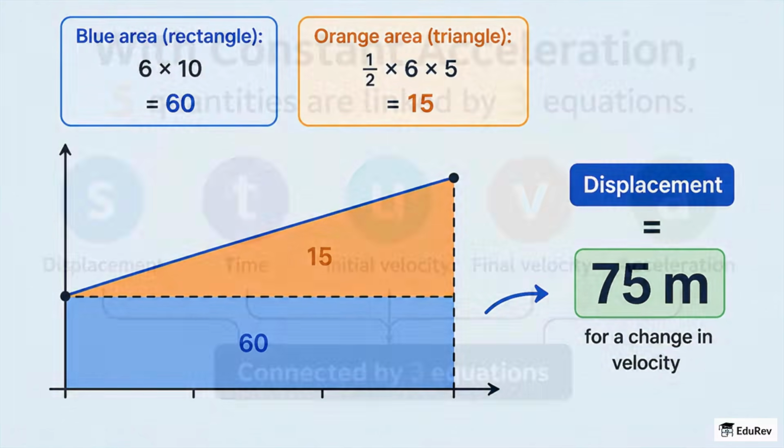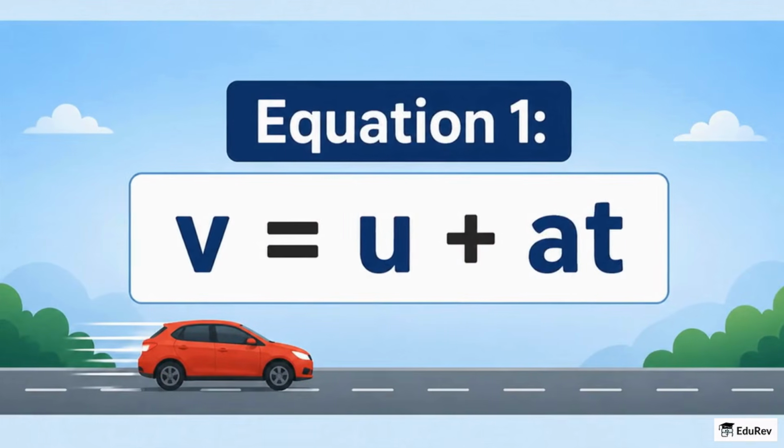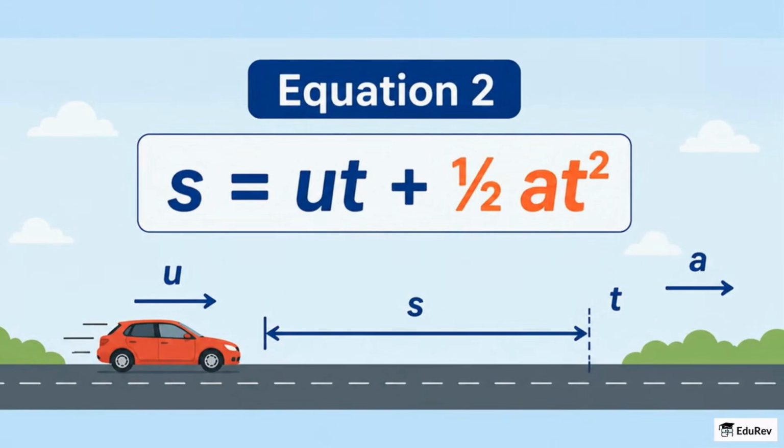When acceleration is constant, 5 quantities s, t, u, v, a are linked by 3 kinematic equations. Equation 1: v = u + at. Equation 2: s = ut + 1/2 at². Written: s equals ut plus 1/2 at squared.